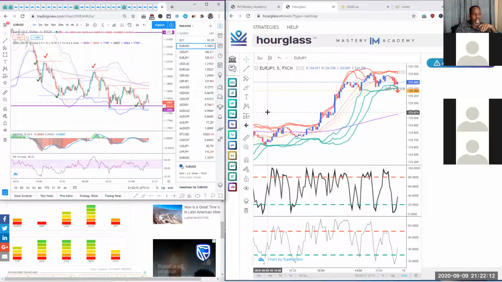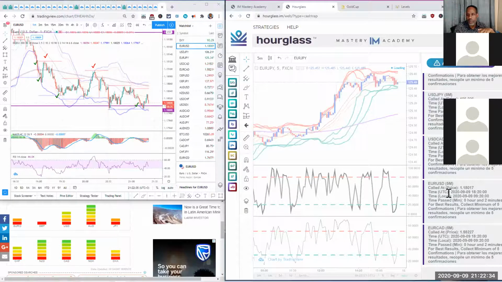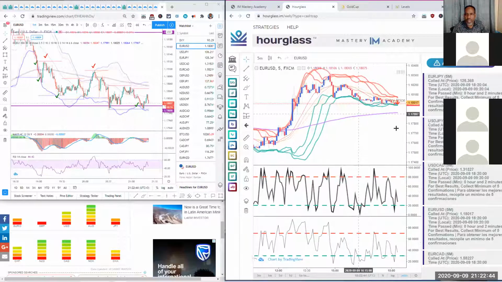So where does the hourglass come in? For me, the hourglass comes in just for more confluence of what I need to do. So let me just see whether I can get in the euro dollar here. I don't know whether it's still on or I need to log in. Yes, I think this is it.